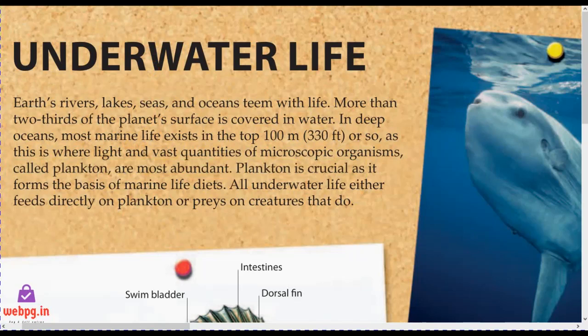More than two-thirds of the planet's surface is covered in water and deep oceans, and most marine life exists in the top 100 meters, around 330 feet or so. This is where light and vast quantities of microscopic organisms, called plankton, are most abundant. Plankton is crucial as it forms the basis of marine life's diet. All underwater life either feeds directly on plankton or preys on creatures that do.